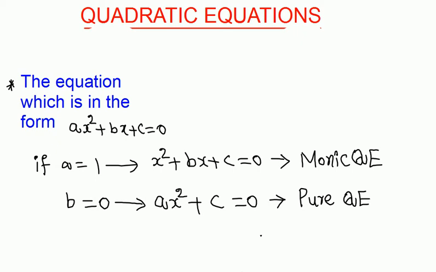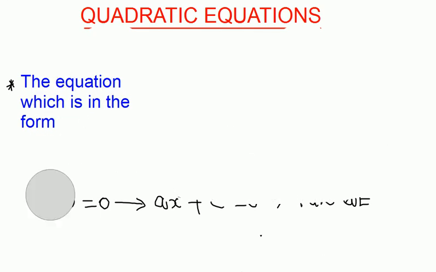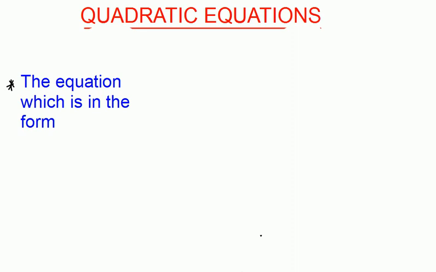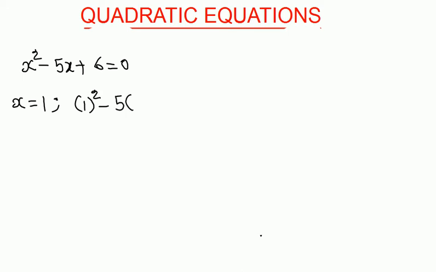Okay, now what are the roots of a quadratic equation? Let us see. Here I am considering the quadratic equation x square minus 5x plus 6 is equal to 0. So I am going to replace the value of x with 1. Then we get 1 square minus 5 times 1 plus 6 is equal to 0.